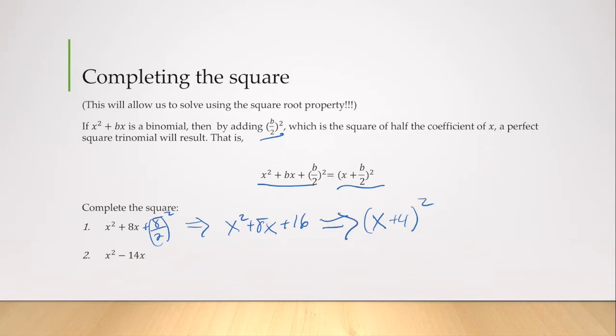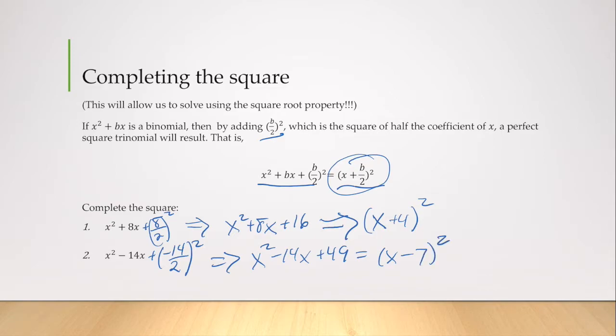If I have x squared minus 14x, I'm going to add, keep your negative, negative 14 over 2 squared. That gives me x squared minus 14x plus 49. See how we factor to x plus b over 2 squared? Well, b over 2 would be negative 7. So I have x minus 7 squared. That's how we'd factor these.